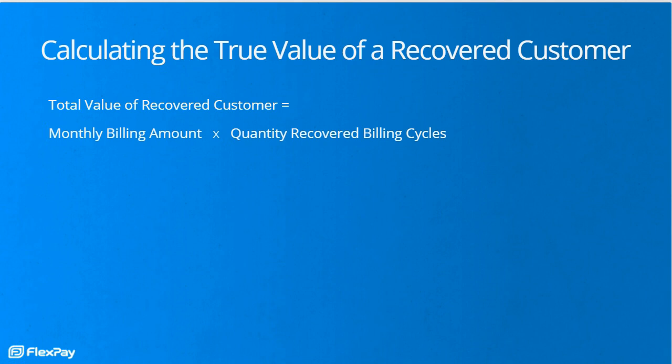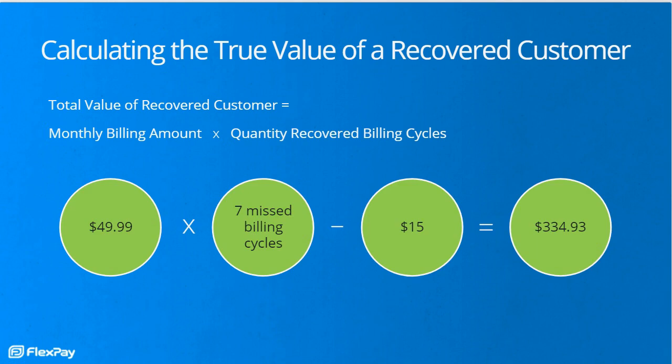So very similar equation. We can still use the lifetime value equation to be able to calculate. So we have our monthly billing amount, and we have the quantity recovered of billing cycles. Now, we may have a small cost of recovery that we want to factor out, but using the same numbers as before, we have an average billing amount of $49.99, 7 missed billing cycles, times, and we're going to take away $15 on average recovery, which actually gives us a return value of revenue that would have been lost otherwise of almost $335.